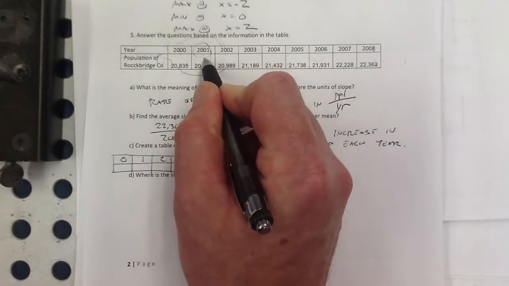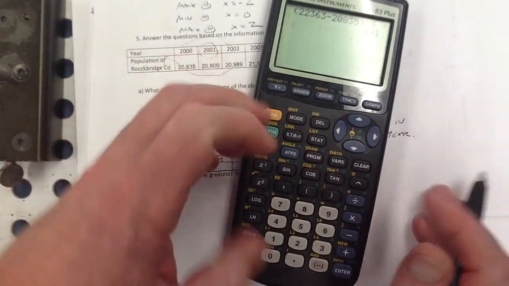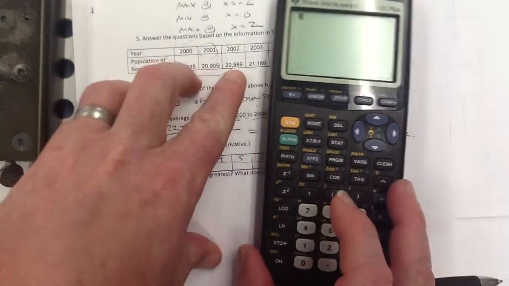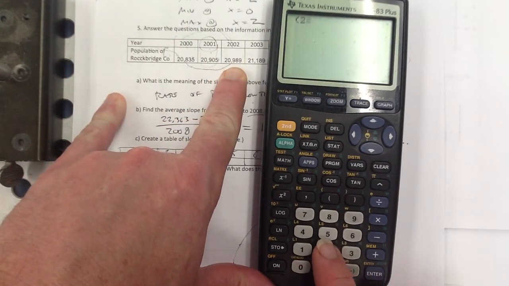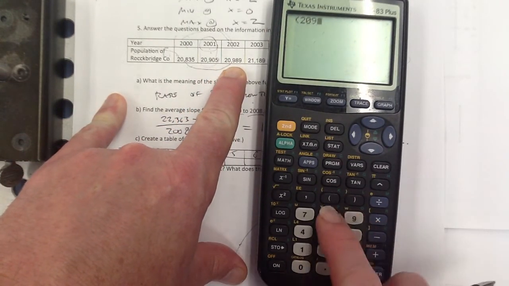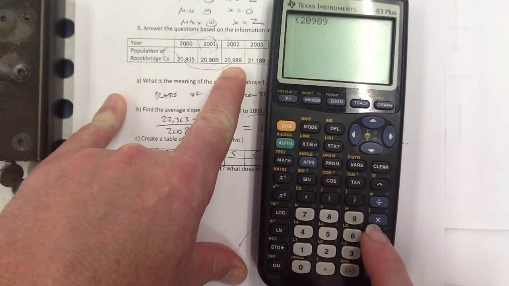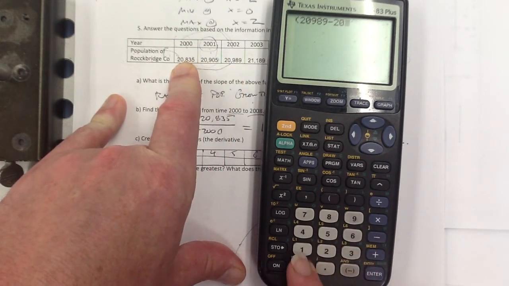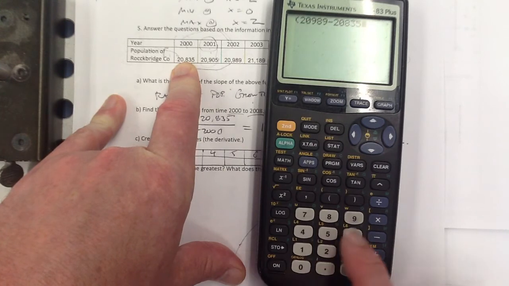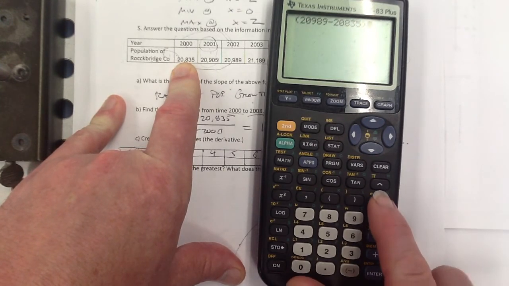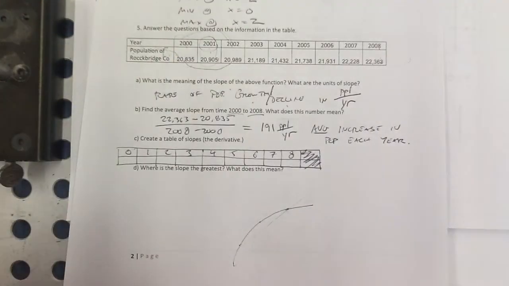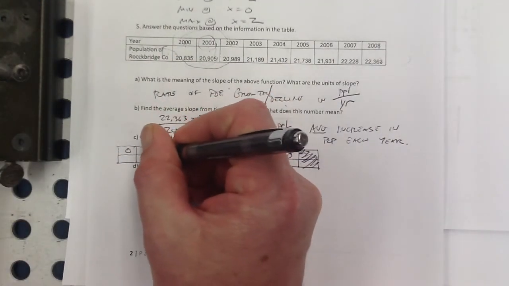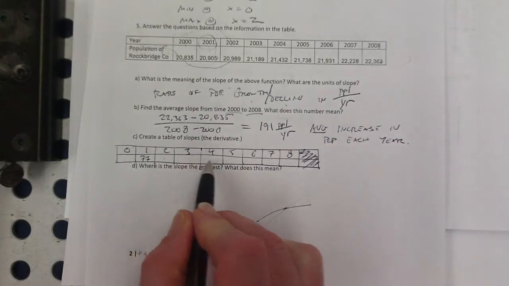To find the slope at 2001, I'm going to use the points on either side. I'm not going to use the 2001. So that's going to be 20,989 minus 20,835, all over 2. That's 77. And then you can fill in the rest of those.